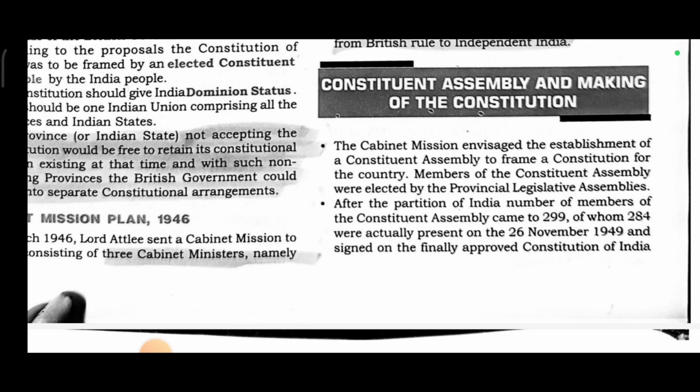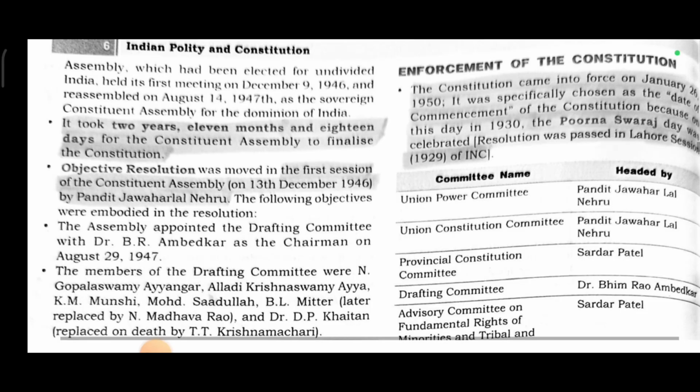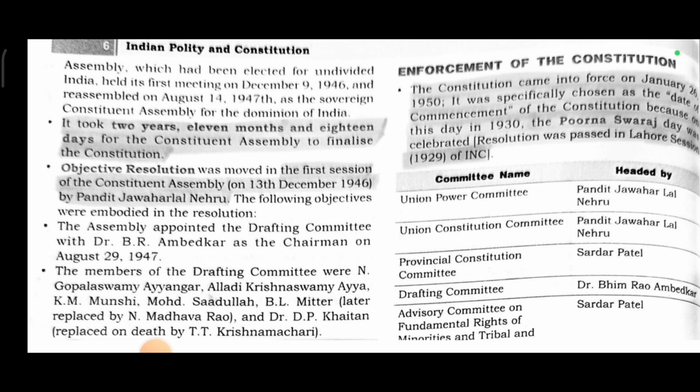299, of whom 284 were actually present on the 26th November 1949 and signed the finally approved Constitution of India. The Assembly, which had been elected for undivided India, held its first meeting on December 9, 1946 and reassembled on August 14, 1947 as the Sovereign Constituent Assembly for the Dominion of India.